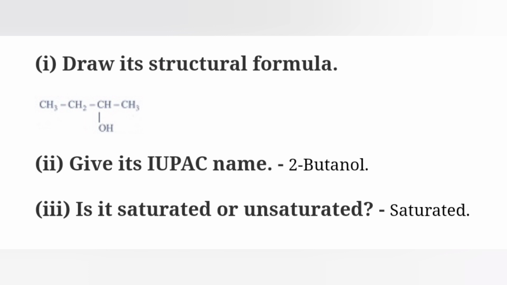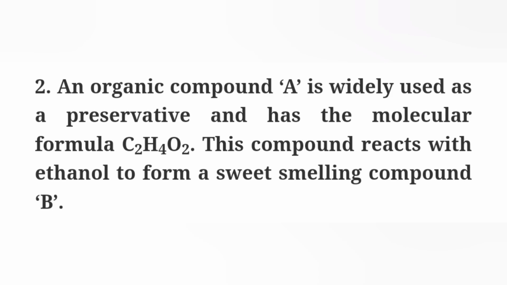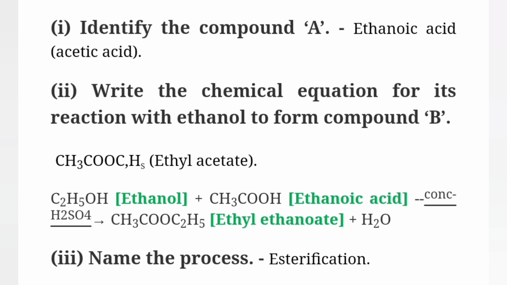Answer, saturated. Second one, an organic compound A is widely used as a preservative and has the molecular formula C2H4O2. This compound reacts with ethanol to form a sweet smelling compound B. First point, identify the compound A: ethanoic acid, acetic acid. Second point, write the chemical equation for its reaction with ethanol to form compound B. Note the chemical equation.